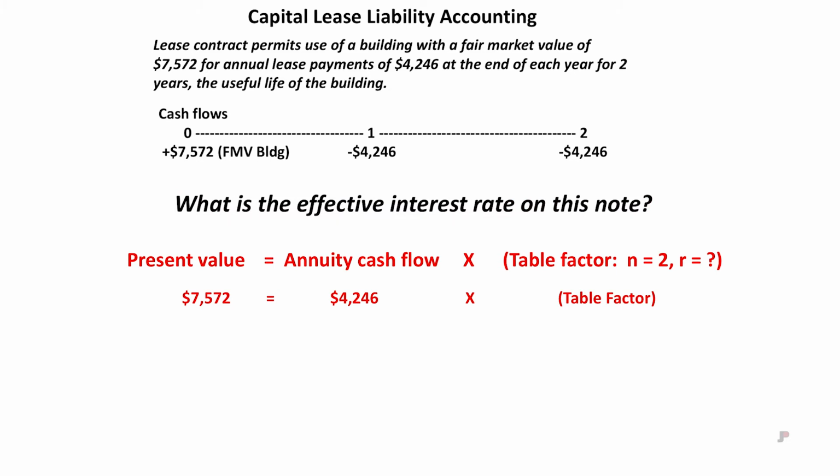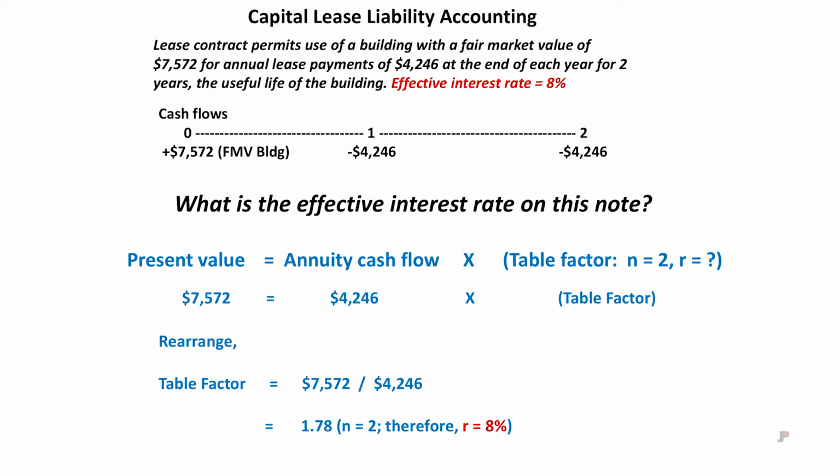If we view the contract as an ordinary annuity cash flow for 2 years and set the present value of that annuity equal to $7,572, the fair market value of the building, we can find the effective interest rate by rearranging the equation, finding the value of the table factor, 1.78, and then finding the rate R that corresponds to n equals 2 years on the ordinary annuity table. This process, calculating an internal rate of return, is covered in video 45. The result is an effective interest rate of 8%.